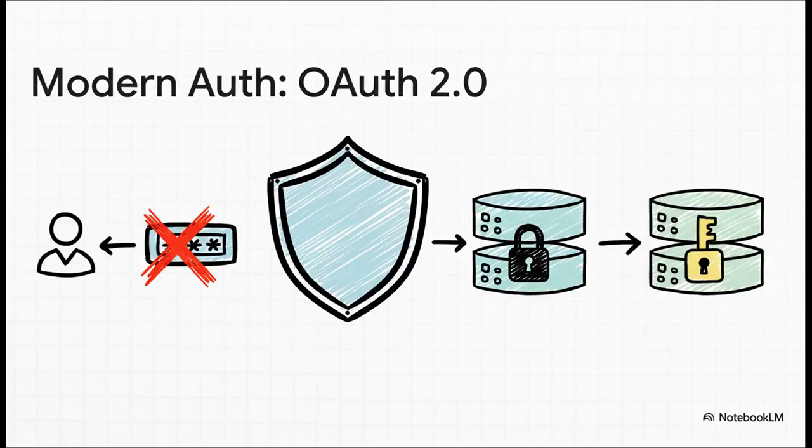Now, while basic auth is an option, for any real-world integration, OAuth 2.0 is absolutely the way to go. It's the industry standard for a reason. The real magic here is that it lets your application get permission to access the API without ever needing to store a user's password. And that is a huge security win. It just shrinks your app's attack surface way down.